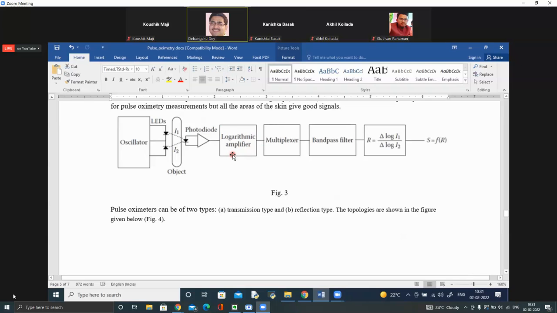What does it mean? Logarithmic amplifier. That means if your input is some voltage Vi, your output Vo will be some log function of this input voltage, with some multiplying factor K. So for a logarithmic amplifier, if we give some input Vi, your output V will be proportional to log of this Vi. Okay, clear?